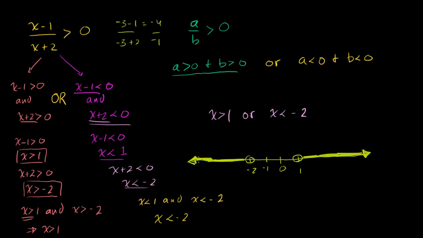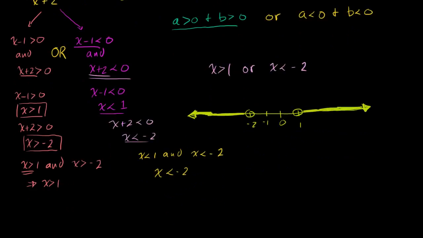Now, I told you that I would show you two ways of doing this problem. So let me show you another way if you found this one maybe a little bit confusing. So the other way, let me rewrite the problem. You get x minus 1 over x plus 2 is greater than 0.